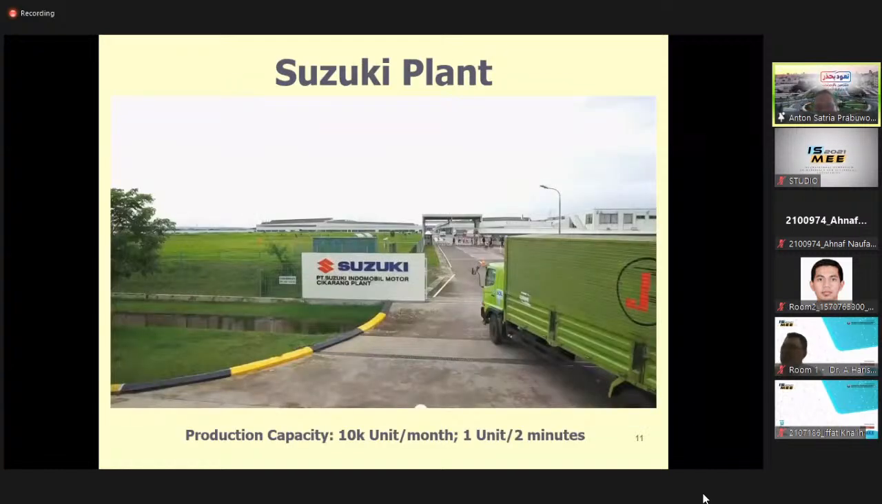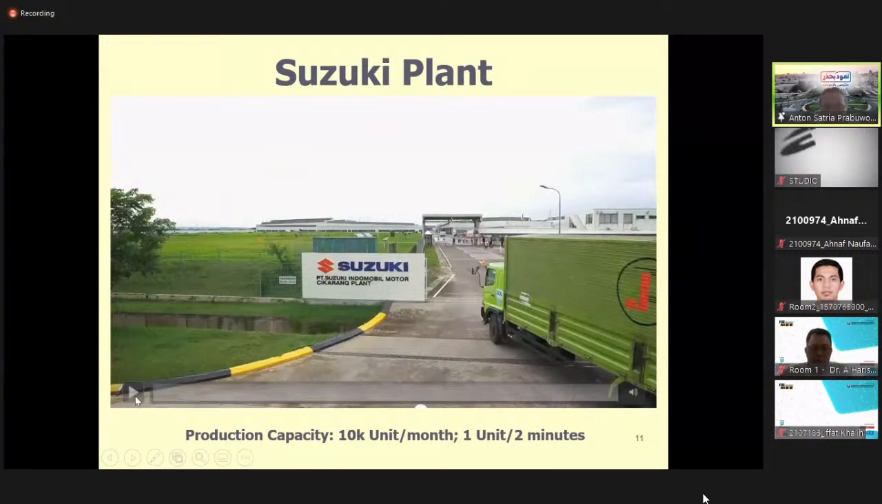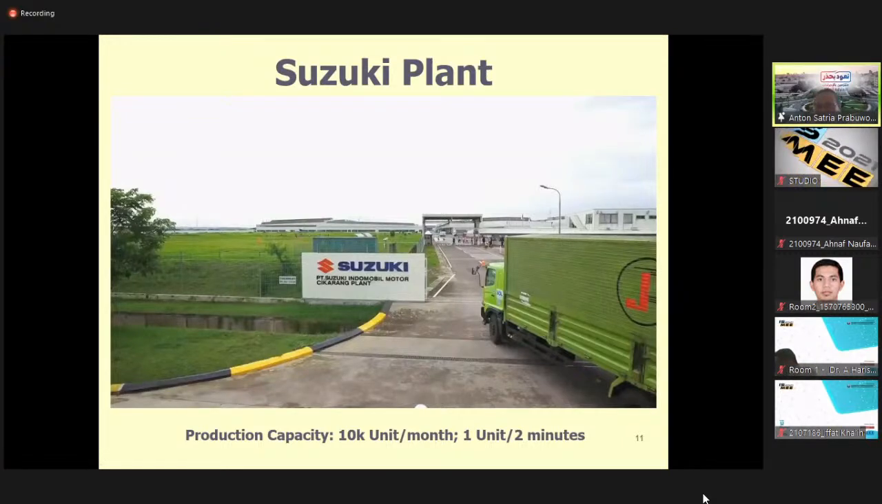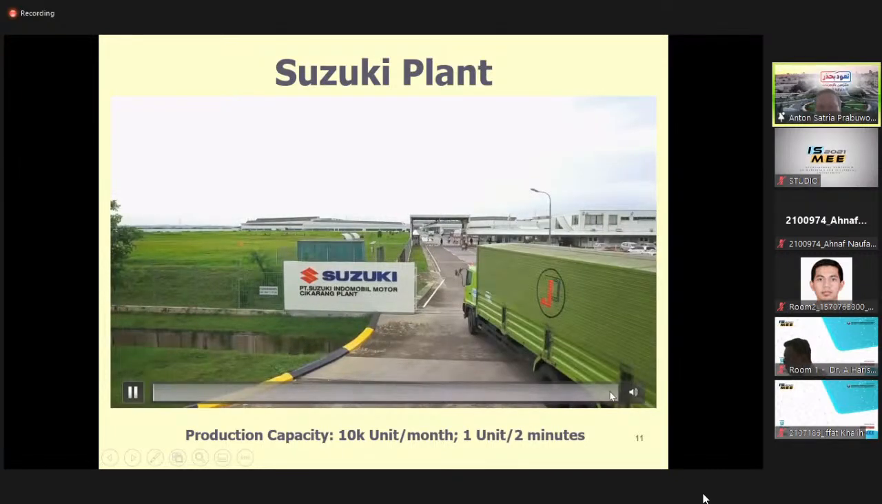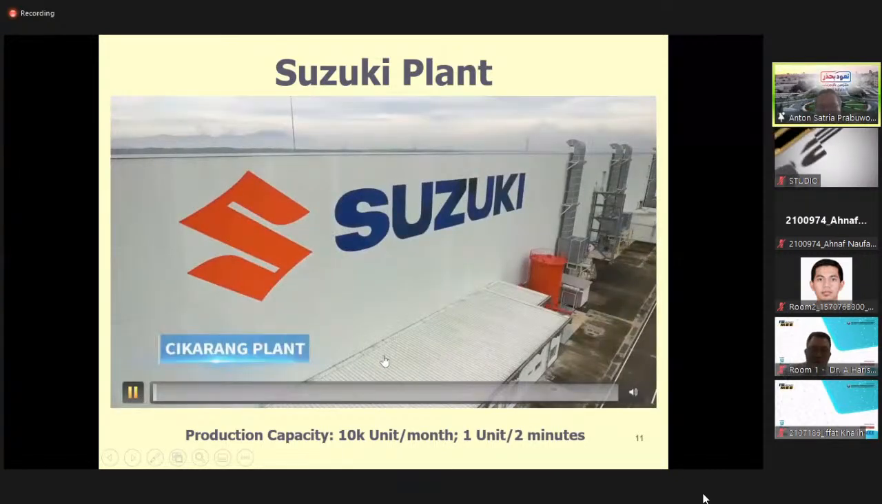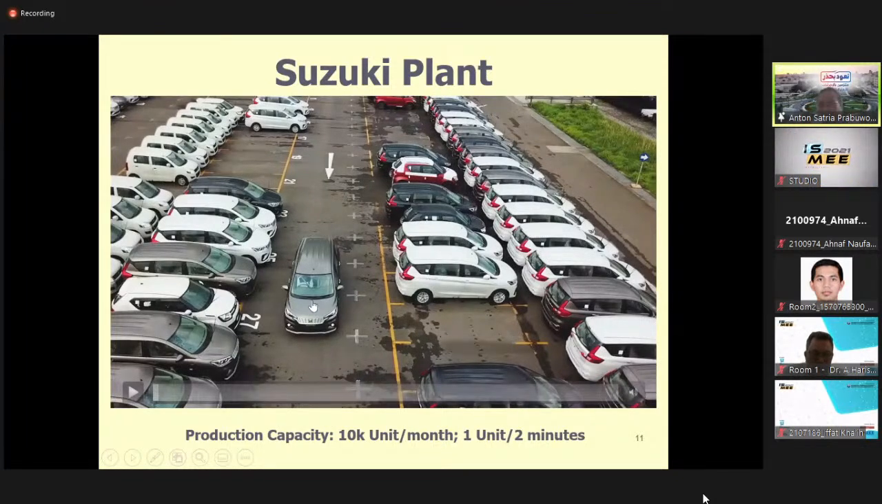So I'm going to show a video of the process in a Suzuki plant. This is an example of the production in the Suzuki plant in Cikarang, Indonesia. So you can see here, the production capacity is 10,000 units per month, or about 1 unit per 2 minutes. So it is very vast. If we perform it by robot, of course, it will be more productive.